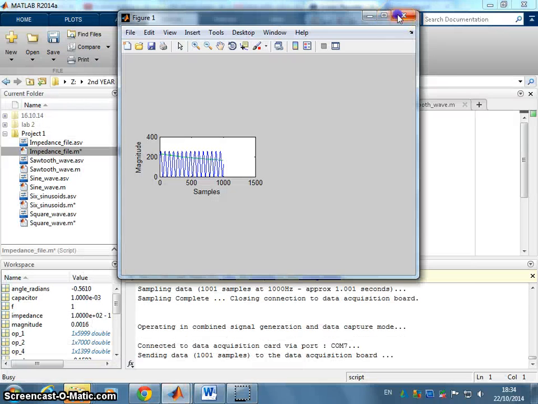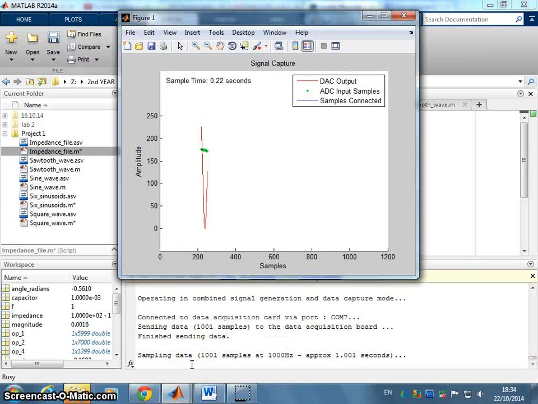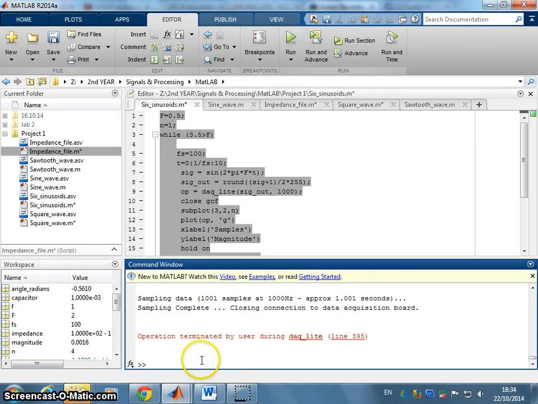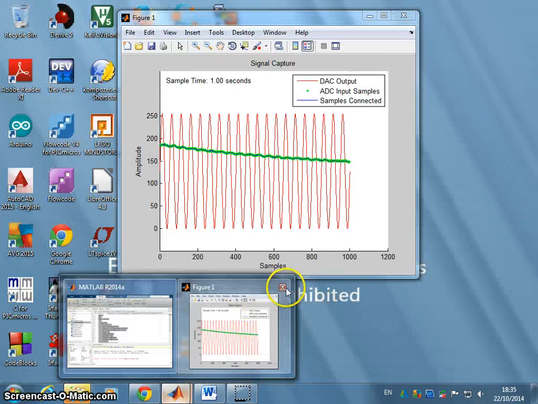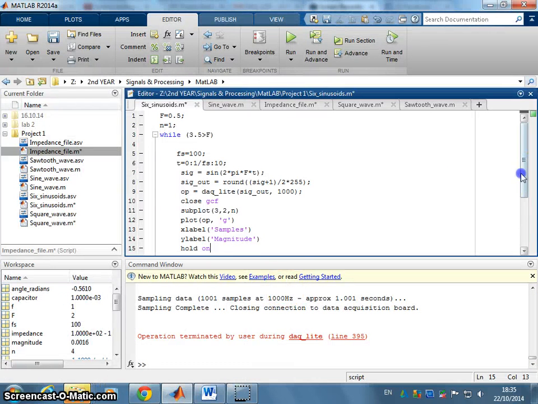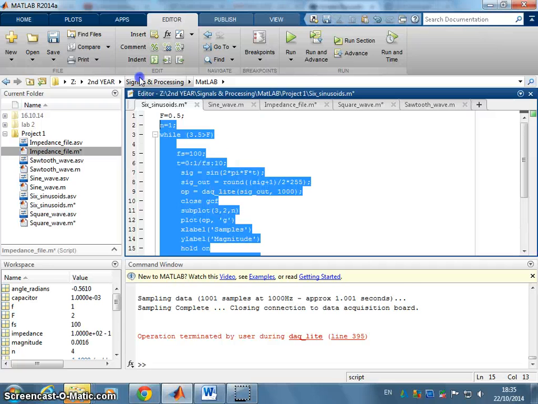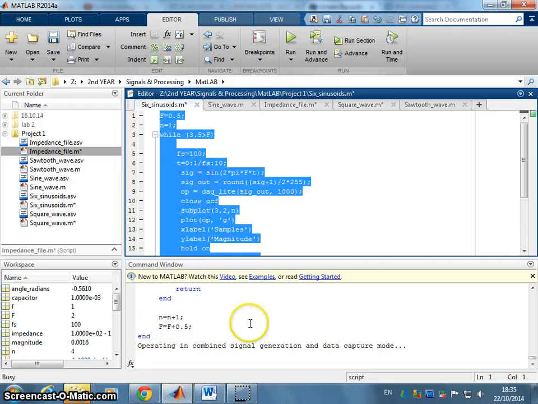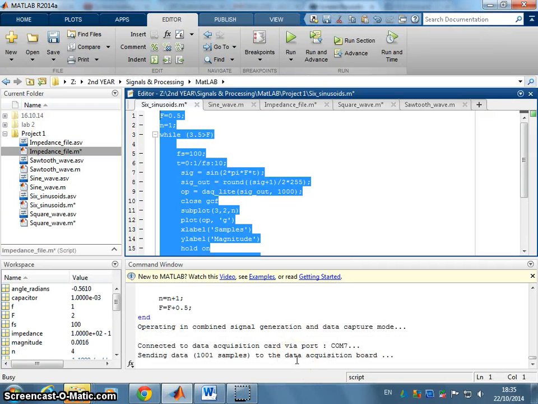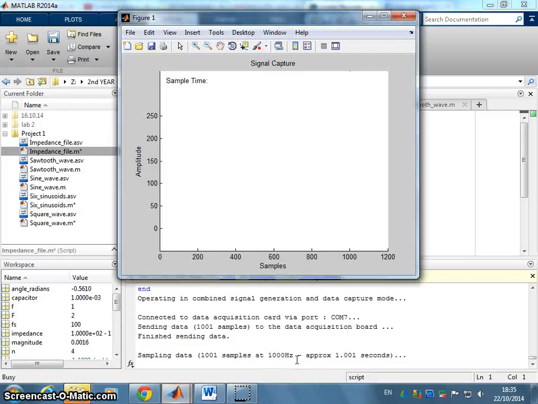Oh, my bad. We need to terminate the operation. I need to close the figure, do it again, evaluate selection, and now let the DAC light collect the data.